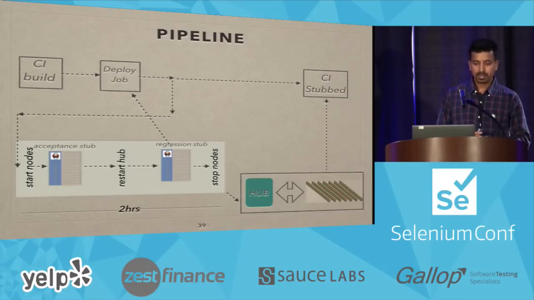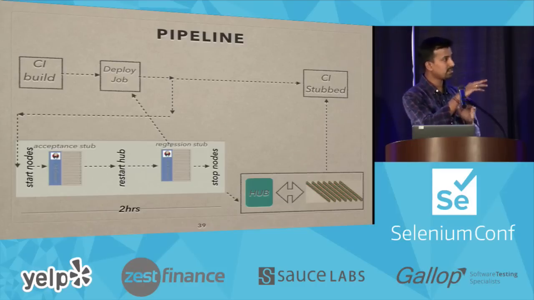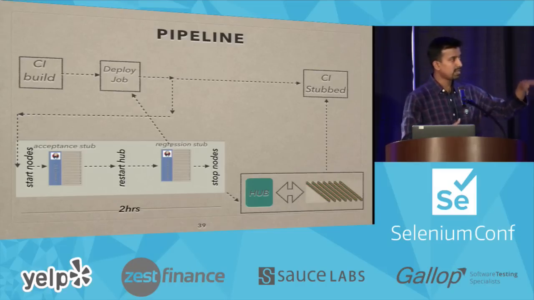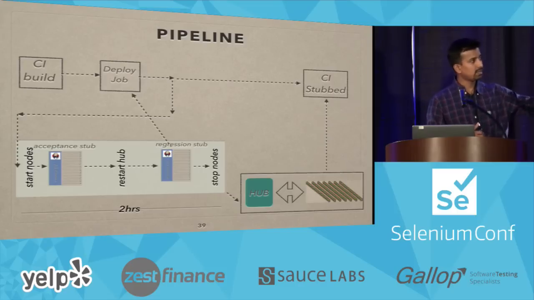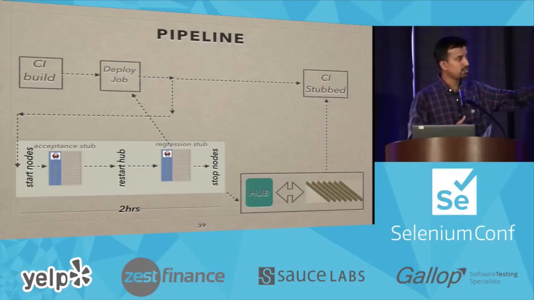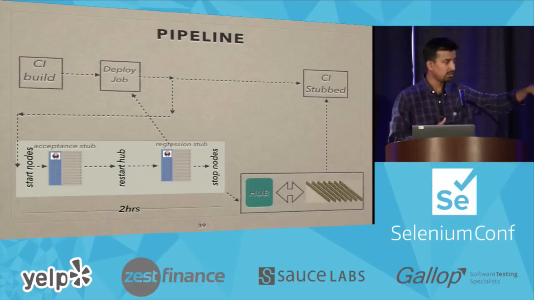This is the abstract pipeline we have at Expedia. This is very abstract. There are lots of things in the middle. So I just want to show that we have a CI build. We run all the tests, unit, integration, smoke tests, and once it is done, it promotes and deploys the build to a stub box. We also have an unstub box, and it kickstarts the master job, which will start the nodes, run acceptance, restart the hub, run regression stub, and stop the nodes.